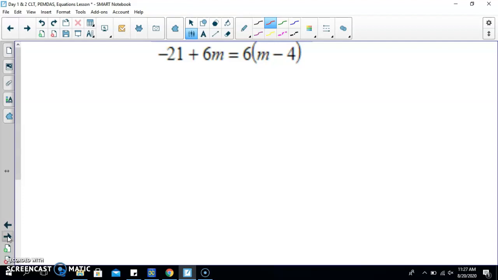On this example, we're going to see something a little bit different happen for us. We're going to start it like we've started every other one. My first step is to distribute. I would have 6 times m, which gives me 6m. And then 6 times negative 4, which is negative 24. I'm going to bring everything else down.